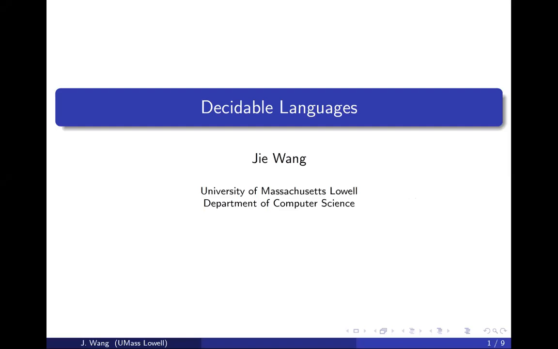In this video, we are going to look at decidable languages. In the last video, we learned that a language is decidable if there is a Turing machine such that on any input, this Turing machine will always stop and it will accept this input if the input is in the language, and it will reject that input if that input is not in the language.